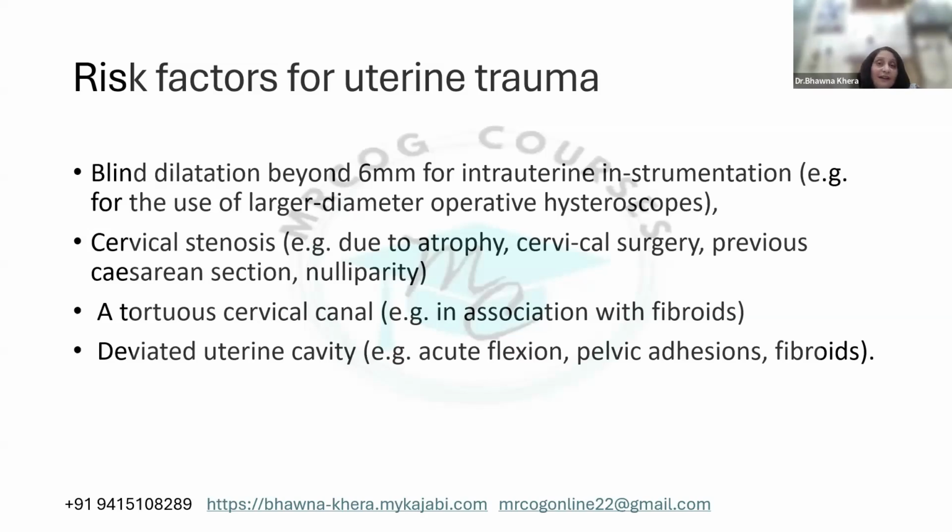A tortuous cervical canal, disfigured, because of the association of fibroids, could be one example. Deviated uterine cavity, which can be in acute flexion, pelvic adhesions, and fibroids. So deviated uterine cavity.